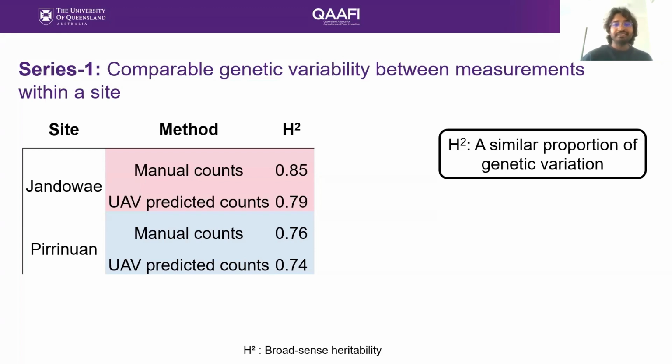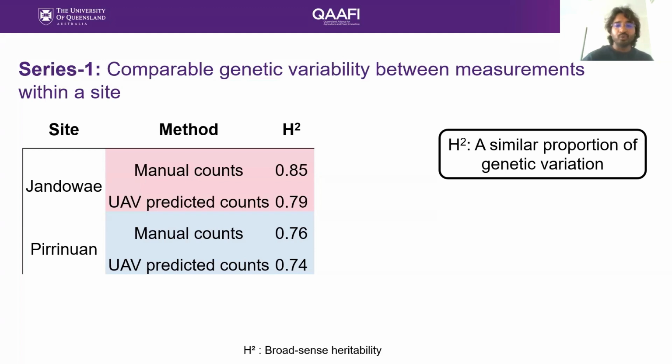One of the things that plant breeders are interested in is heritability, which tells how much of the observed variation is associated with the genetic differences among genotypes. The heritability estimates from the two phenotypic methods were very similar within each site. This suggests that UAV-based predictions captured a comparable proportion of genetic variance to the manual phenotyping approach. However, similar heritability alone does not tell us whether the two methods rank genotypes in the same way.